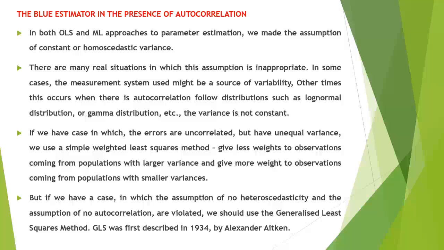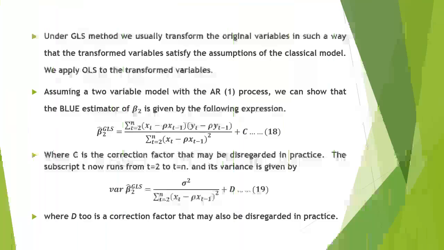GLS was first described in 1934 by Alexander Aitken, one of New Zealand's most eminent mathematicians. Here we usually transform the original variables in a way that the transformed variables satisfy the assumptions of the classical model. We apply OLS to the transformed variables. In short, GLS is OLS on the transformed variables that satisfy the standard classical least squares assumptions. The estimators thus obtained are known as GLS estimators, and these estimators are BLUE.